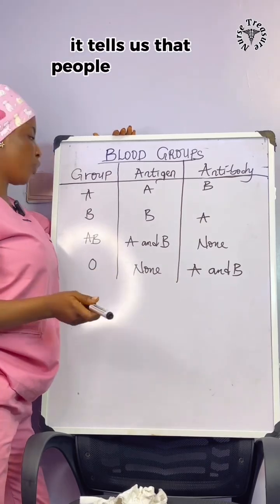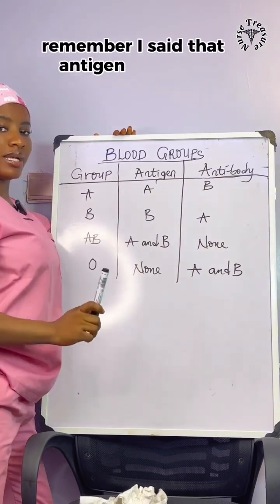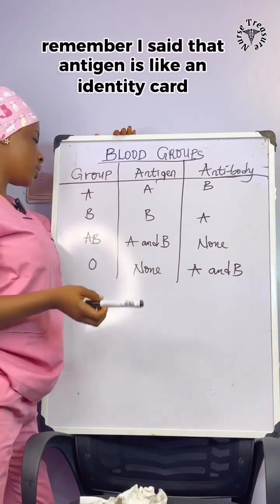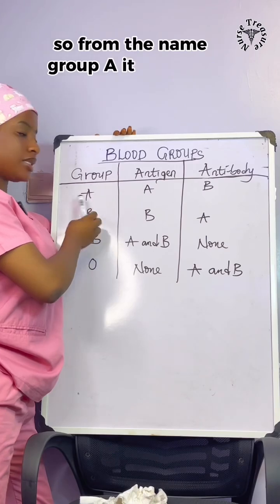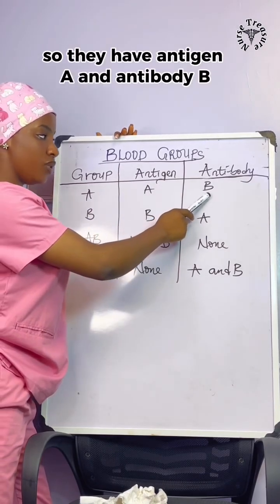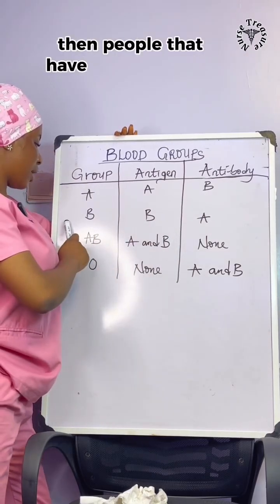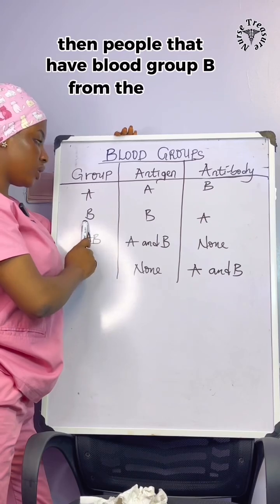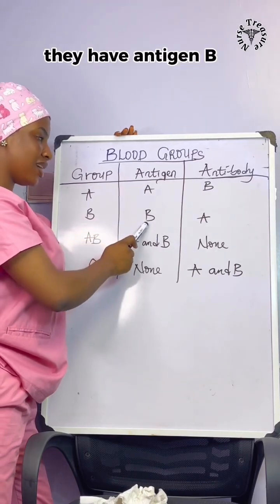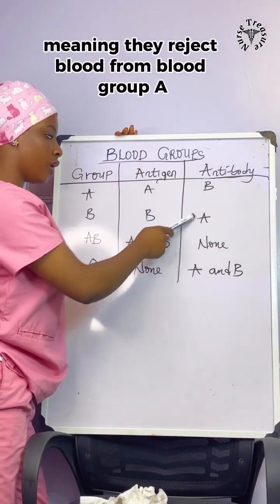It tells us that people with blood group A have antigen A. Remember I said that antigen is like an identity card. So from the name group A, it tells you that it is A. So they have antigen A and antibody B, meaning they reject blood from blood group B. Then people that have blood group B, from the name, they have antigen B and antibody A, meaning they reject blood from blood group A.